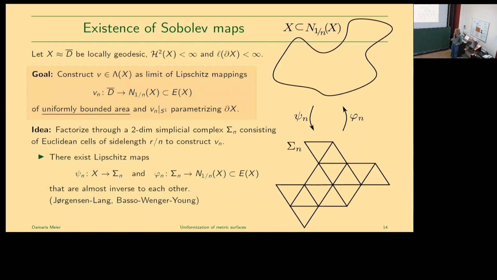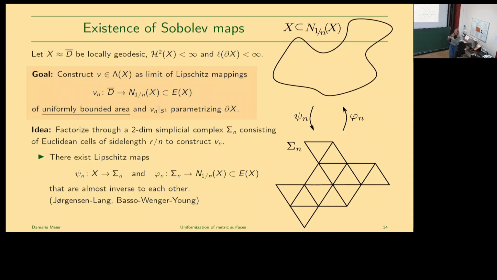Yes. So the idea is, first of all, we can factorize through a 2-dimensional simplicial complex that consists of Euclidean cells of side length r over n for some r. And we want to use that to construct these mappings Bn. And how do we come across this simplicial complex? One can show that the metric surface under these assumptions has Nagata dimension 2. I think it was also mentioned in one of the lectures last week.